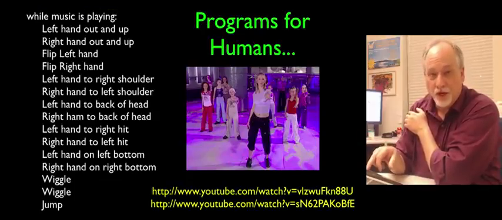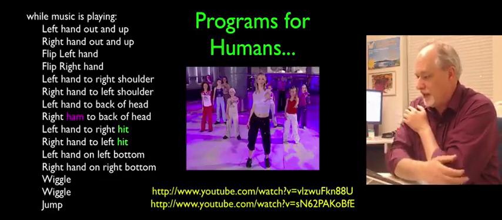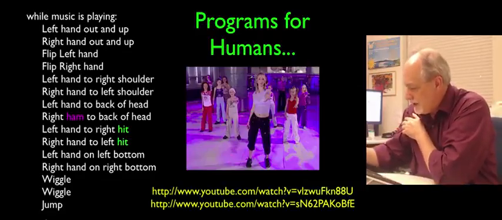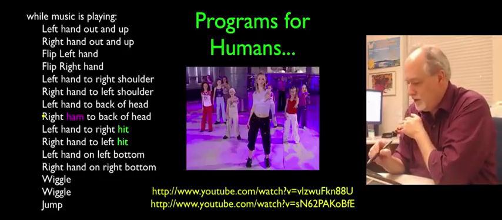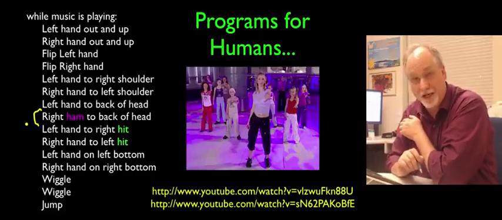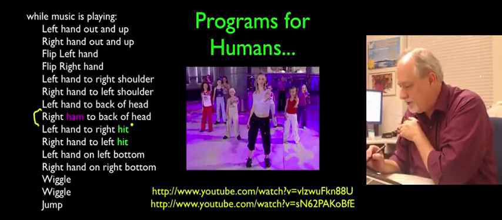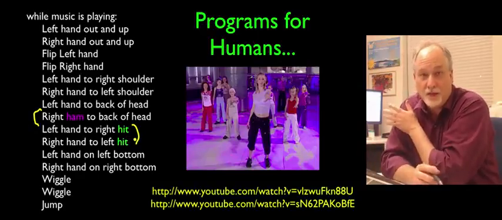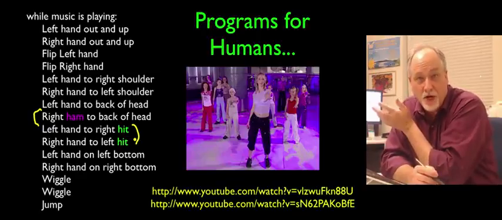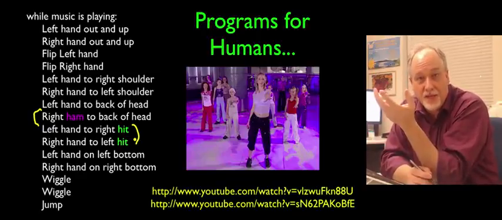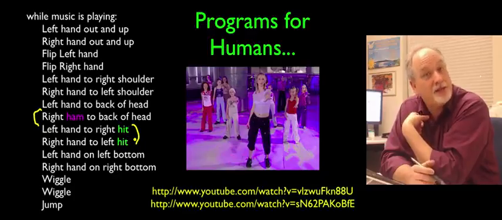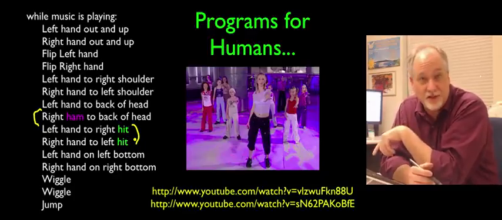Okay, so here are the places that have the mistake, right? The mistake is right hand to the back of the head and left hand to right hip, not hit. Now, if you're in a bar and you take a ham and you hit somebody in the back of the head, that's not very nice when you're dancing to this song.